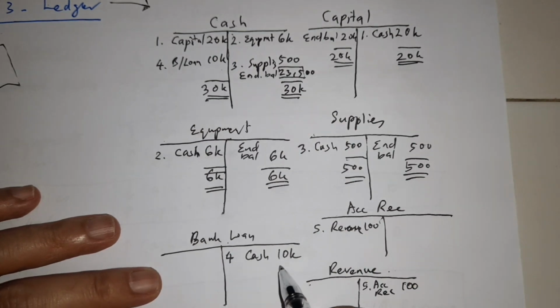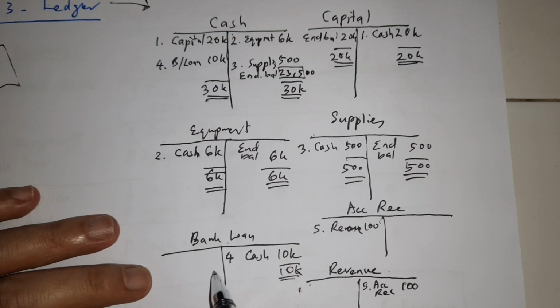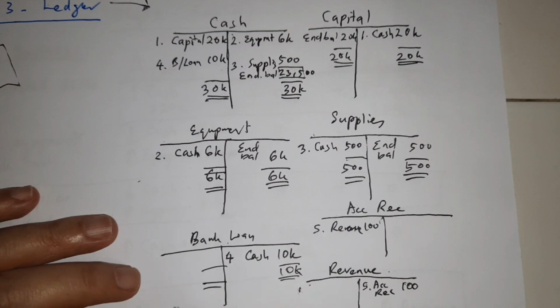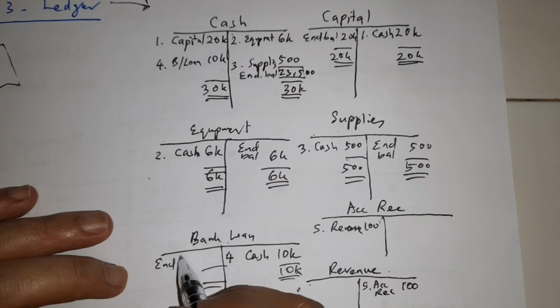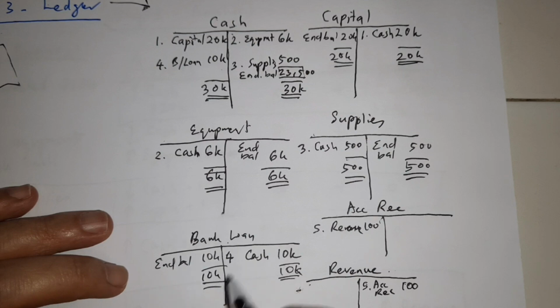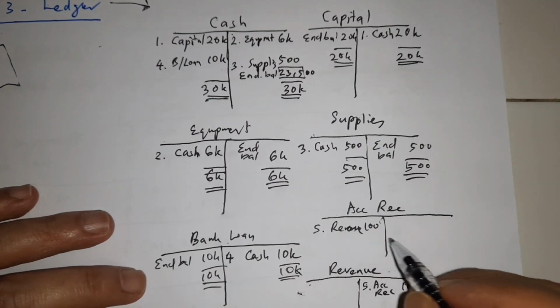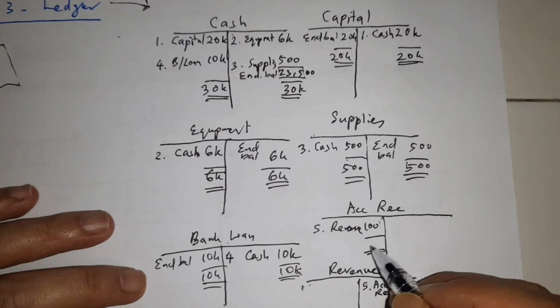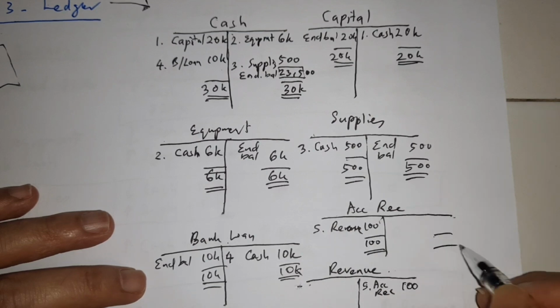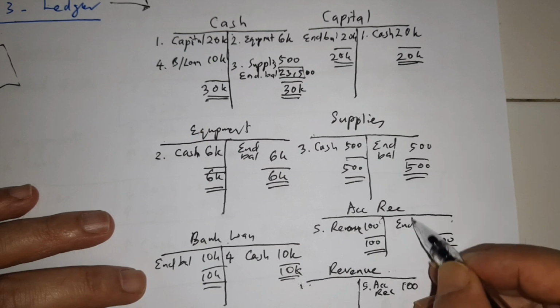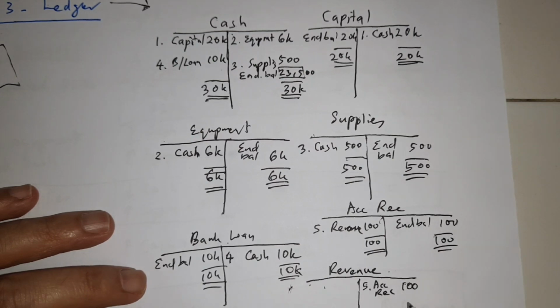Okay, bank loan, for example here, 10,000. At the end of the month or at the end of the year, for this very simple sample, the balance of bank loan is still 10,000. The business has not paid the bank loan yet. If the business paid the bank loan, then the balance will decrease. So account receivable is 100. So here supposed to be 100. So the ending balance is 100. Here 100. Here 100. Ending balance is 100.